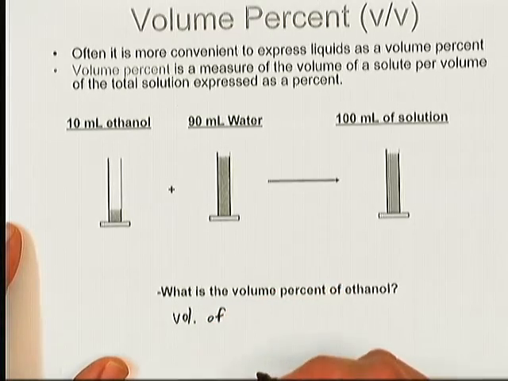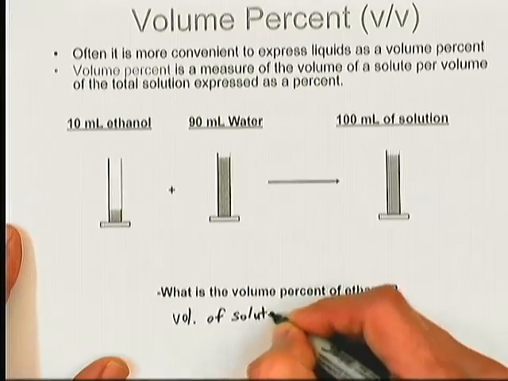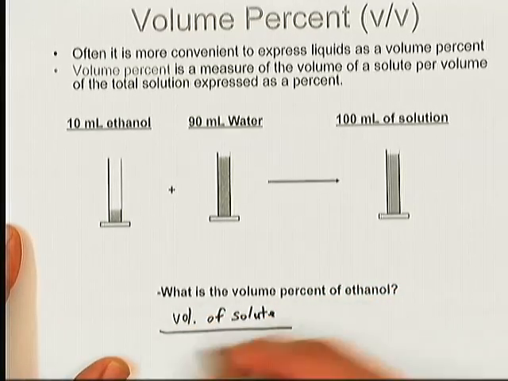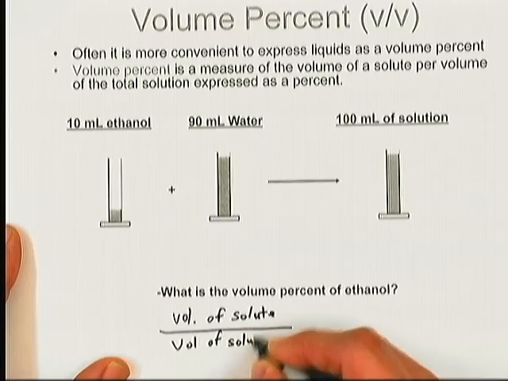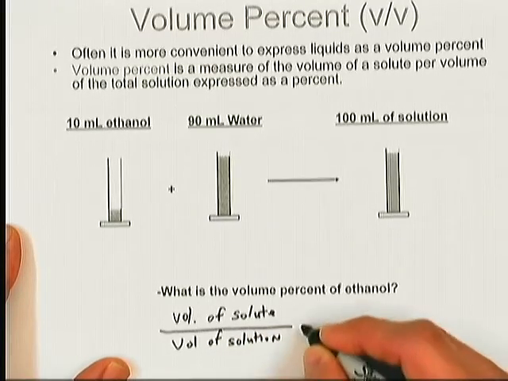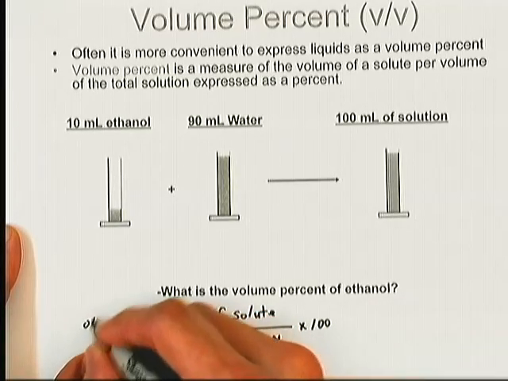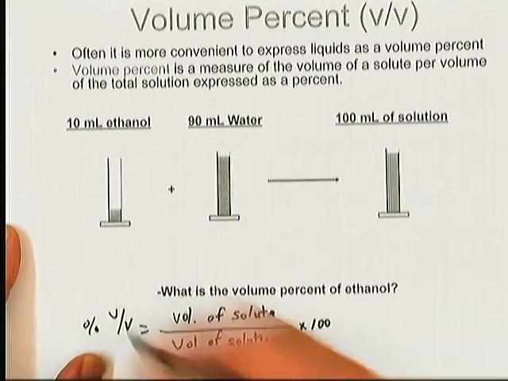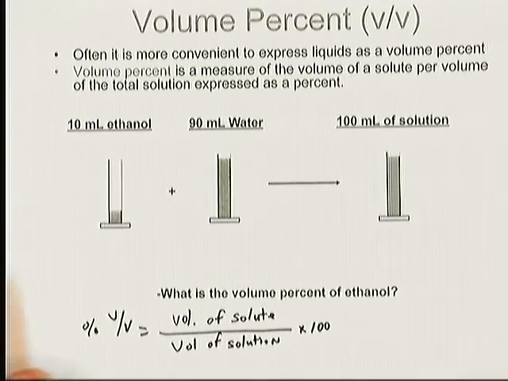So again, if I'm going to write that out in mathematical terms, on the bottom here, the volume of the solute divided by the volume of the solution times 100 to express it as a percent, that equals my percent V over V, my volume percent. Simple enough, okay?